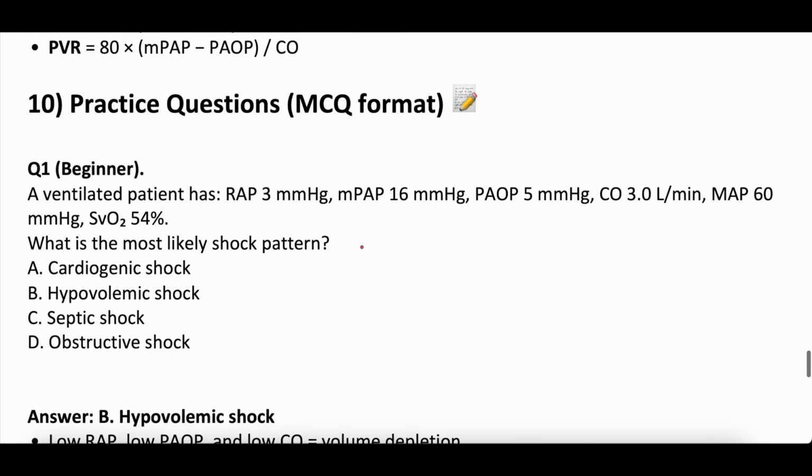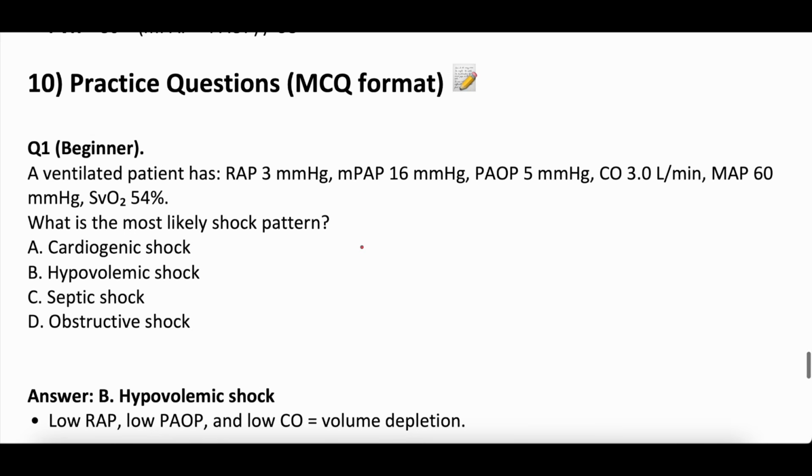The correct answer is B, hypovolemic shock. And the reason being is you have a low right atrial pressure of 3, a low pulmonary capillary wedge pressure of 5, and a low cardiac output. So when all 3 are low, that is most consistent with hypovolemic shock.